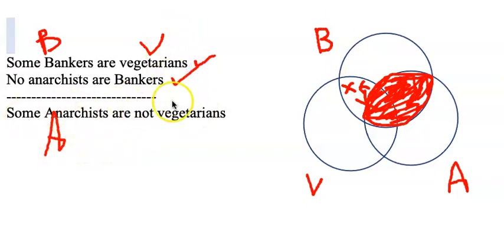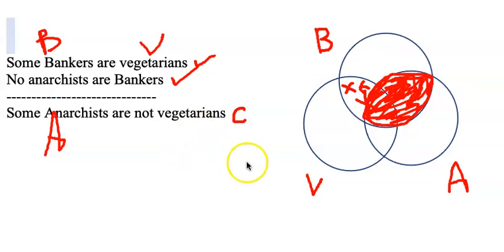Some anarchists are not vegetarians. That's our conclusion. So we don't graph the conclusion, but on the basis of the first two premises and their combination, my view would be that this conclusion is kind of weird, because the two premises combined don't actually tell us anything about the relationship between anarchists and vegetarians necessarily.